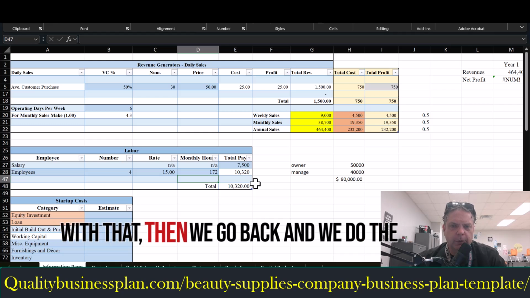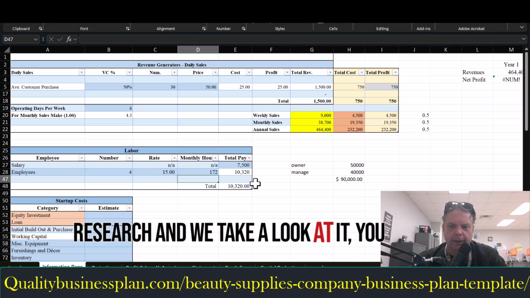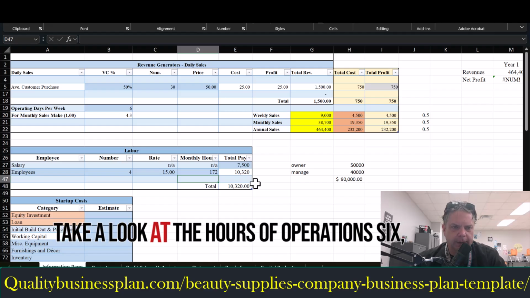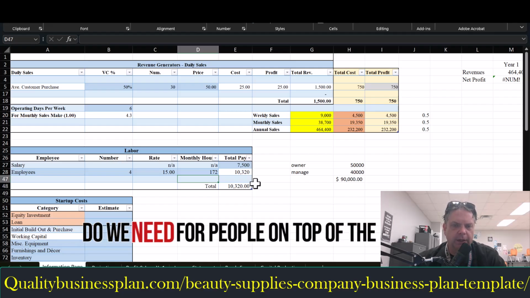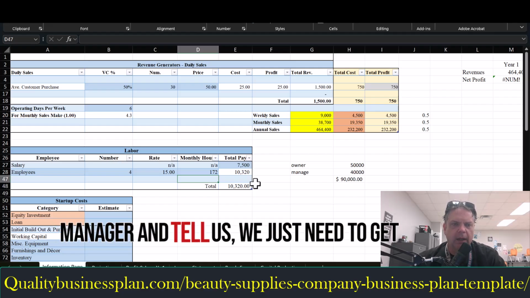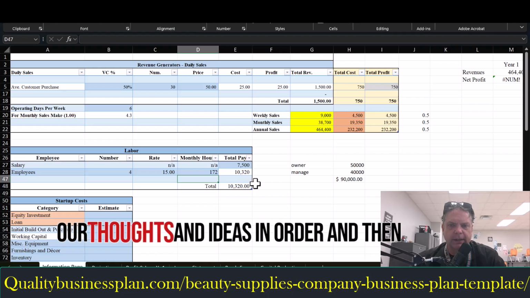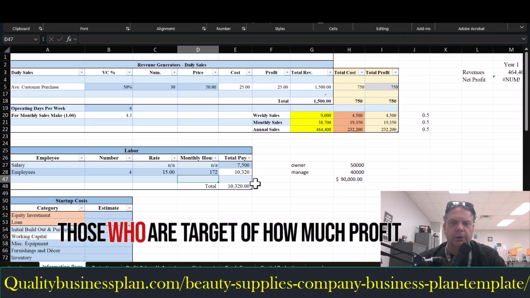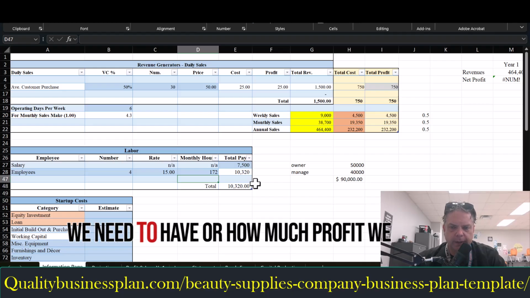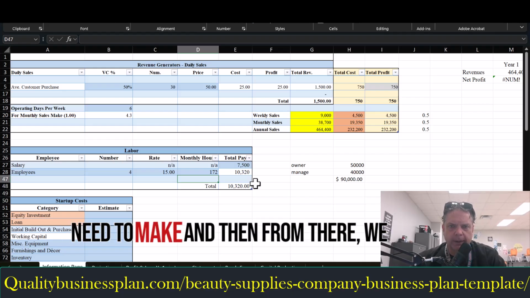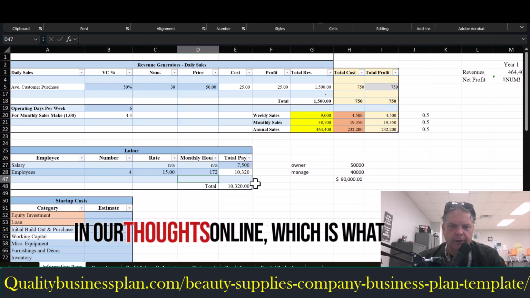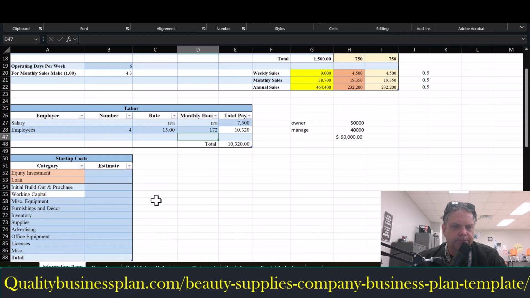Once we are done with that, then we go back and do the research and take a look at the location. Are we going to be able to handle 30 people? We're going to take a look at the hours of operation, 6 days. Do we need 4 people on top of a manager and salary? We just need to get our thoughts and ideas in order. And then we need to align this to our target of how much profit we need to make, and from there, we massage the numbers. So step number 1 is getting our thoughts down, which is what we're doing right now.